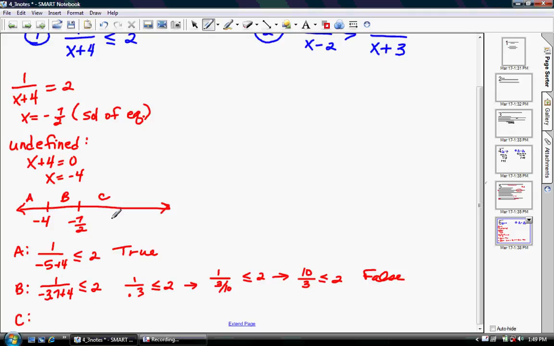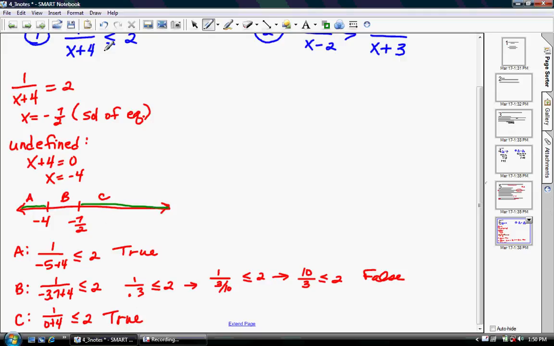And then a number out of region C, like 0. So we'd have 1 over 0 plus 4. Is that less than or equal to 2? Right, that's 1/4, which is certainly smaller than 2. So we can shade which regions, region A and region C.